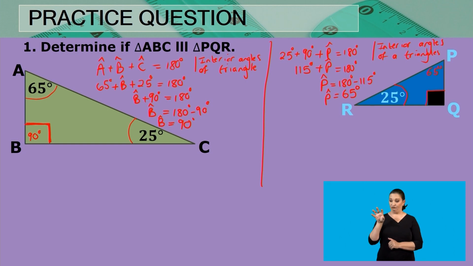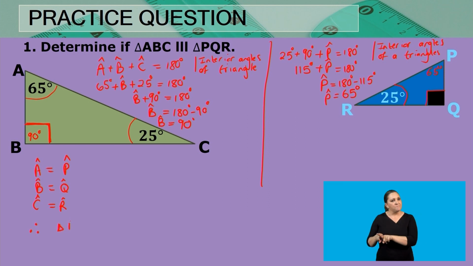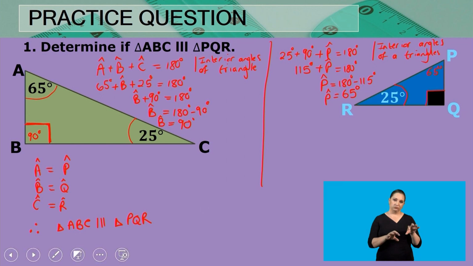Now, looking at our two triangles, we can see that angle A is equal to angle P, angle B is equal to angle Q, and angle C is equal to angle R. All of the corresponding angles are equal. That means we can conclude that triangle ABC is similar to triangle PQR, and in that way we have proved that these two triangles are similar. Let's move on to the next example.